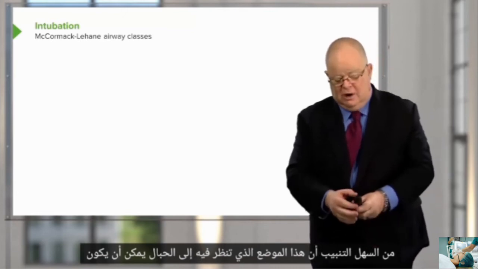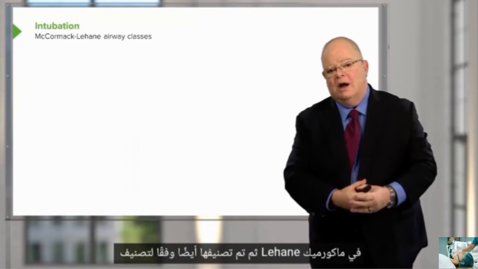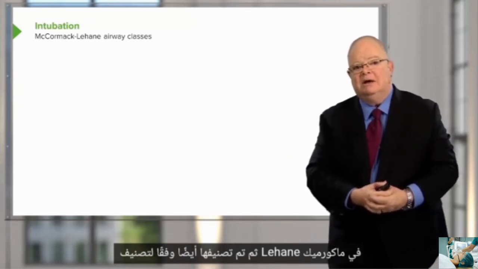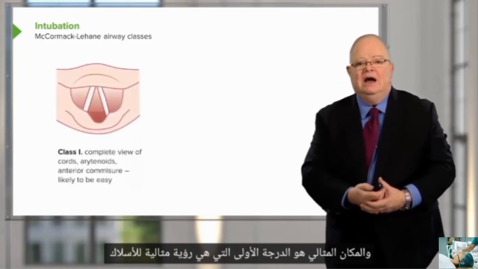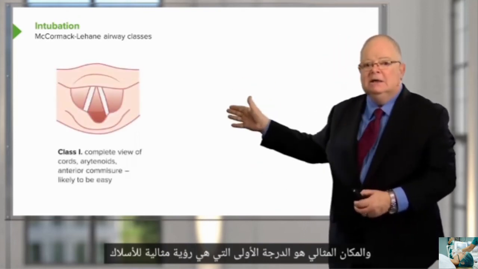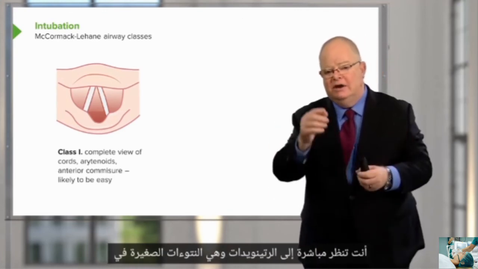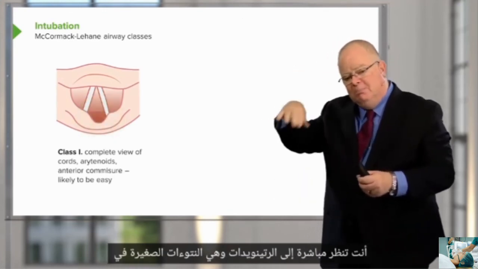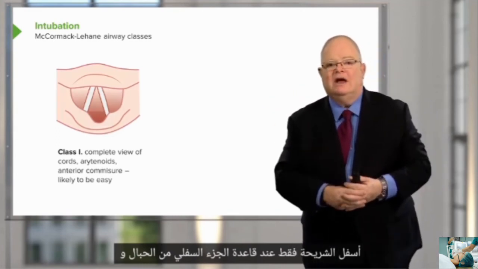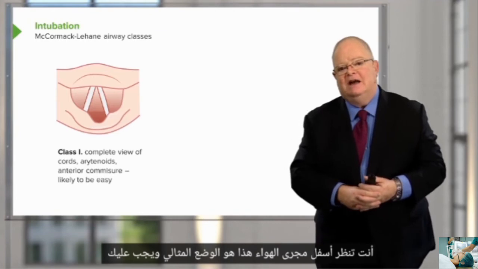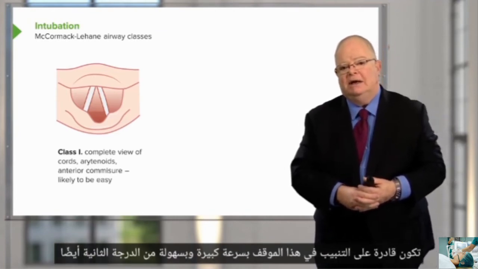This position, where you're looking at the cords, can be then further categorized according to its Cormack-Lehane classification. And the ideal position is a class 1, which is a perfect view of the cord. You're looking right at the arytenoids, which are the little bumps at the bottom of the slide, just at the base of the cords, and you're looking right down the airway. That's the ideal position. And you should be able to intubate in that situation very quickly and easily.